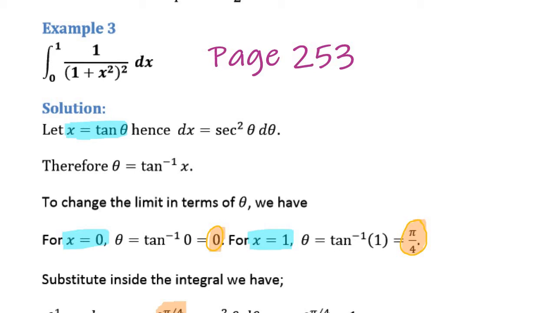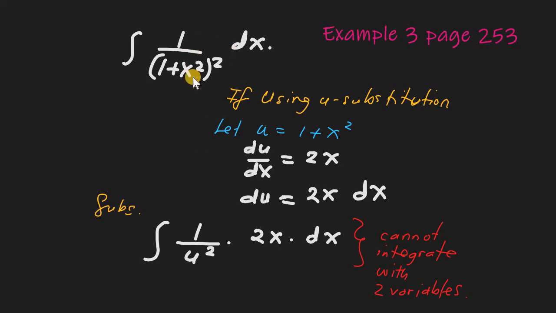Bismillahirrahmanirrahim. Let us look into example 3 of your workbook, page 253. An integral of 1 over 1 plus x squared. There is no radical there, so what method should we use to integrate? I'm rewriting the question.